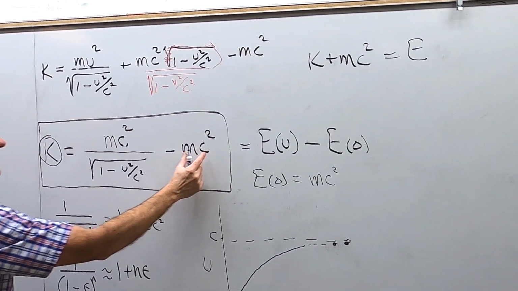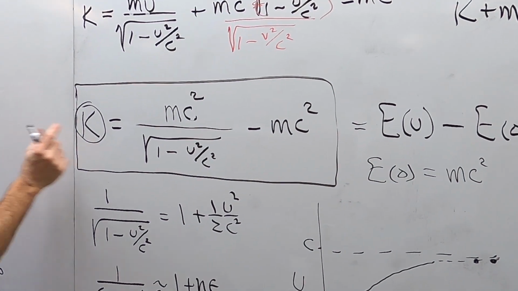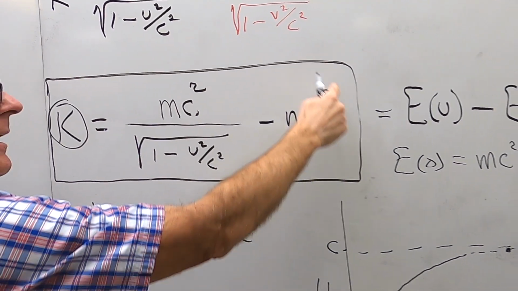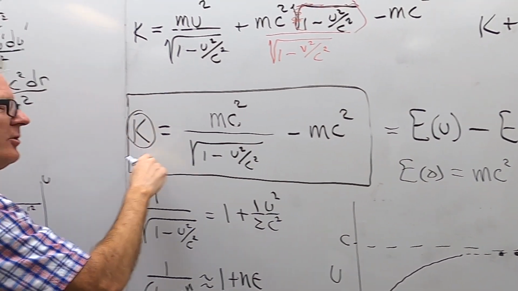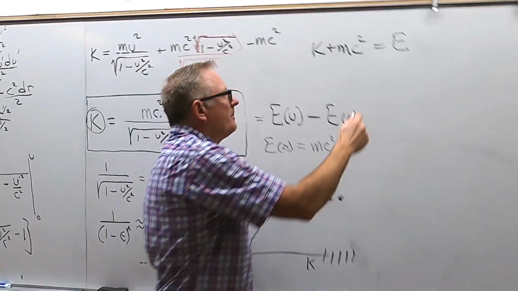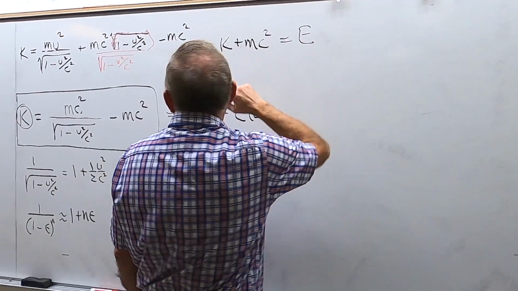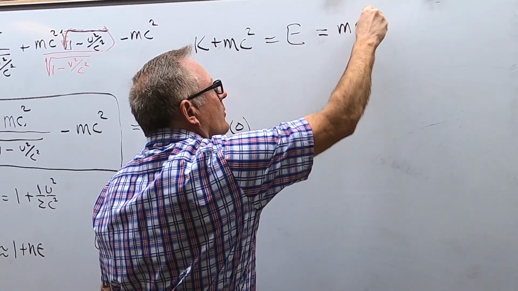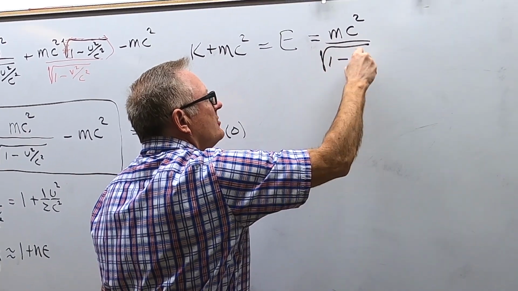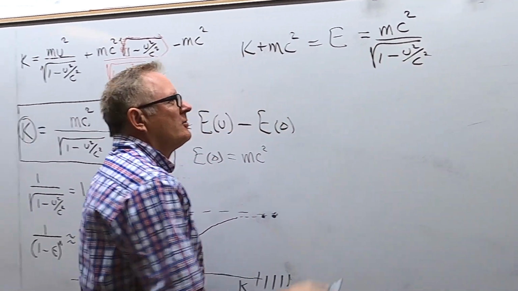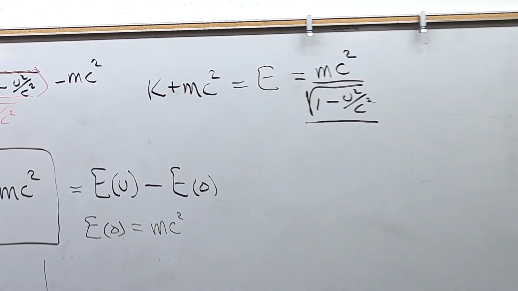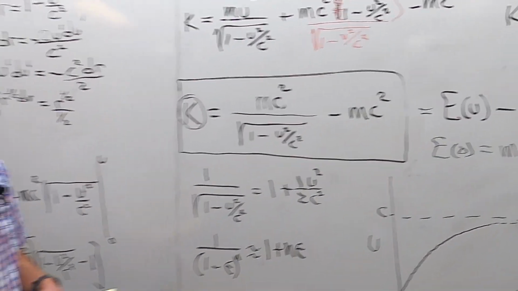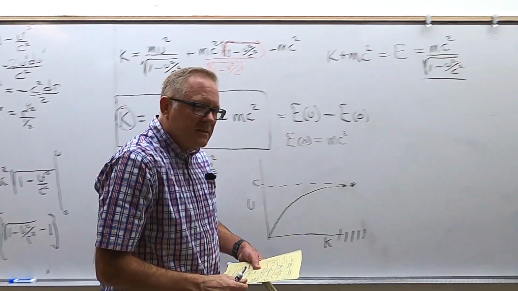And you can see, if I just bring this over to this side, this term must be the total energy right here. So this is the total energy minus your energy due to your mass is due to kinetic. That's what you're saying there. So the total energy just ended up being mc squared all over the square root of 1 minus u squared over c squared. So there's your total energy. There's your kinetic energy.